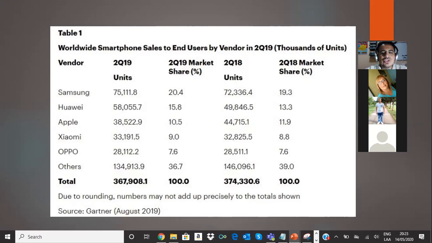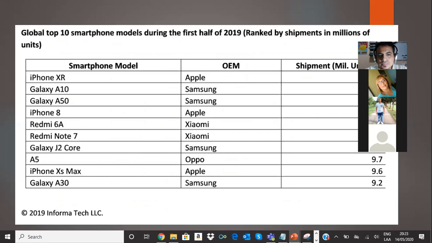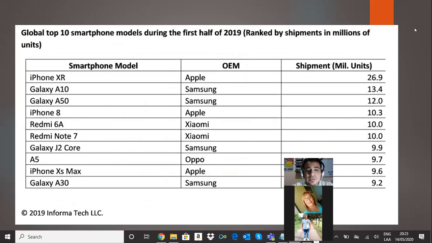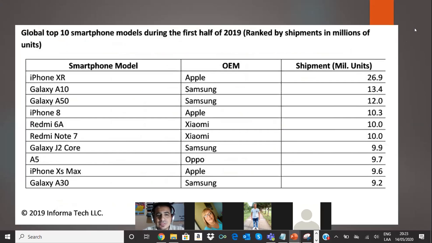Okay? So I want you to practice. Le voy a mandar este y también este. Este también es por teléfono. No solamente por compañía, sino qué tipo de teléfono. El que se vendió más en el 2019. Number one phone, iPhone X. Then Galaxy A10. Después viene otro Galaxy, the Samsung, wow. iPhone 8, so estos dos están bastante competencia entre ellos, ¿verdad?